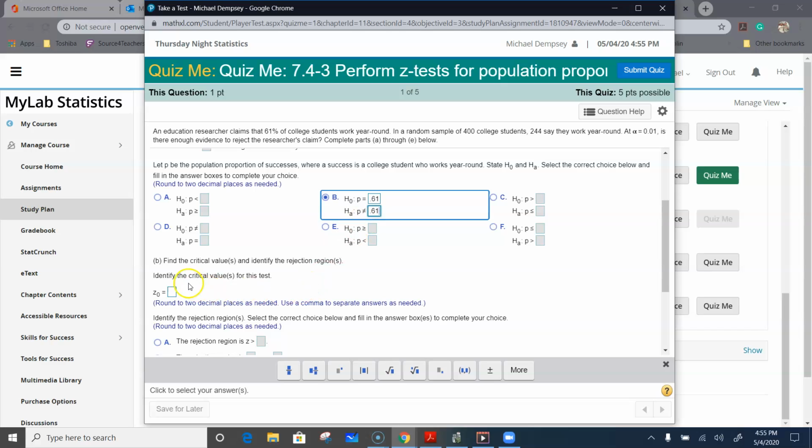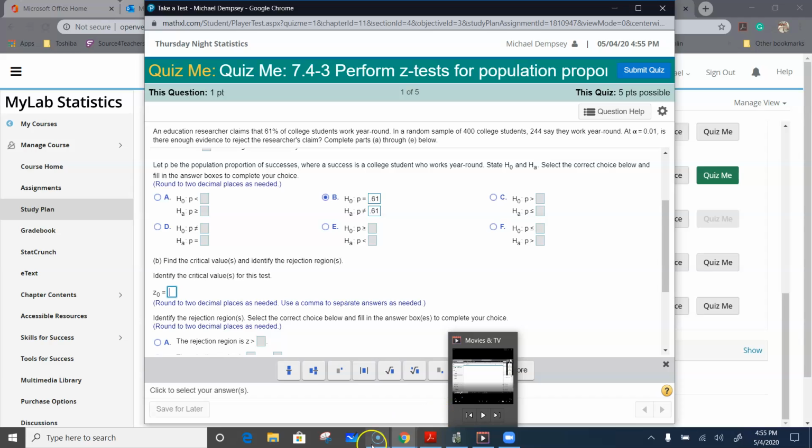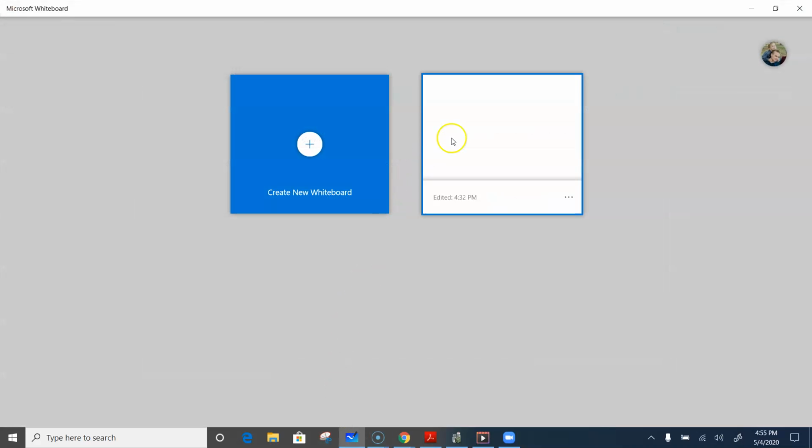Okay. Our critical value is going to depend on our alpha level of 1%. So if my significance level is 1%, remember this is a 2-tail test, so that 1% is divided up into 2 tails.